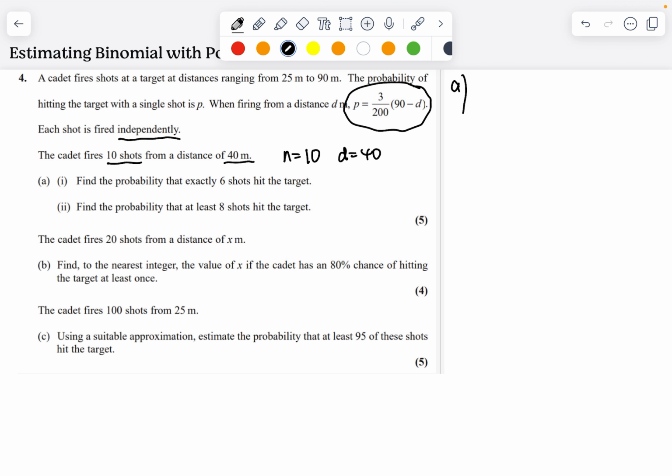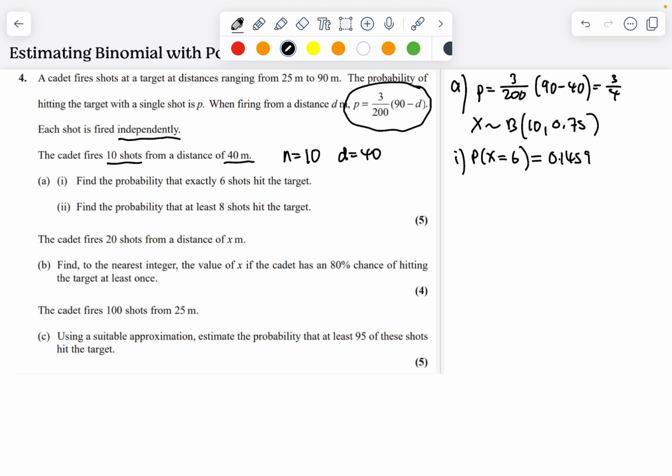So we've got to find the probability that exactly 6 shots hit the target. For this example, P is equal to 3 over 200 times (90 minus 40), and therefore it equals 3/4. So X is roughly distributed with the binomial distribution, N is 10, probability is 0.75. For the probability that our discrete random variable X is equal to 6, that's 0.145998, and that's simply using the PD function.